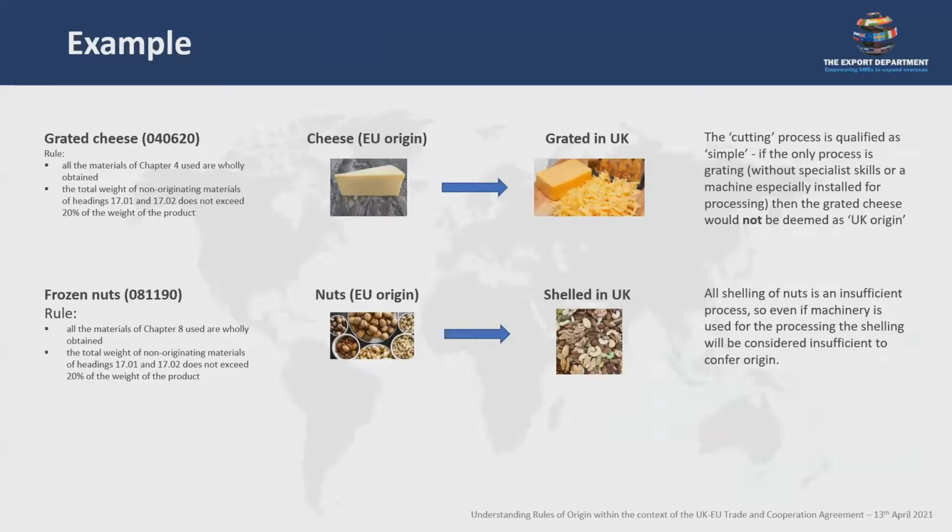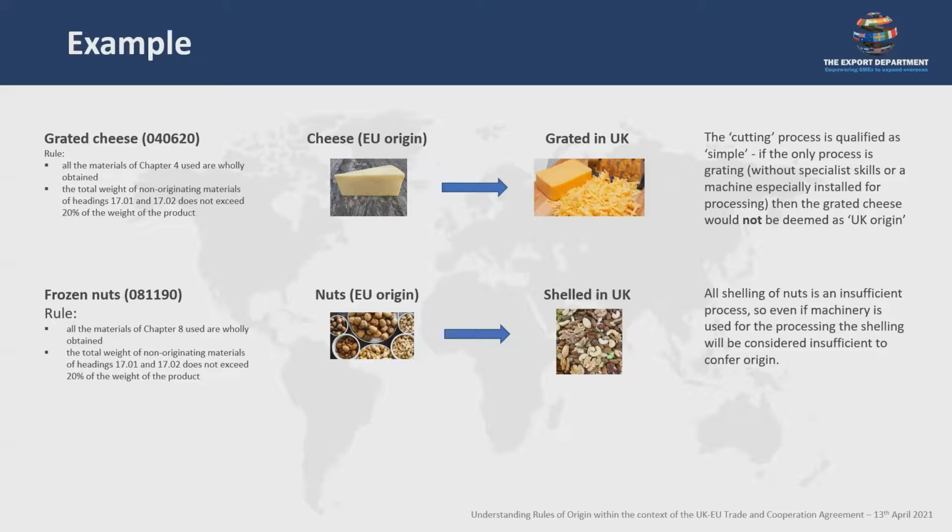And the example here, I've given a couple actually. So with grated cheese, the rule is that all the materials of Chapter 4 are used wholly, and the total weight of non-originating material of 17.01, 17.02 doesn't exceed 20% of the weight of the product. Now here, the cutting process is qualified as simple. So if the only process is grating, without any specialist skills or a machine especially installed for the process, then the grated cheese would not be deemed as UK origin.